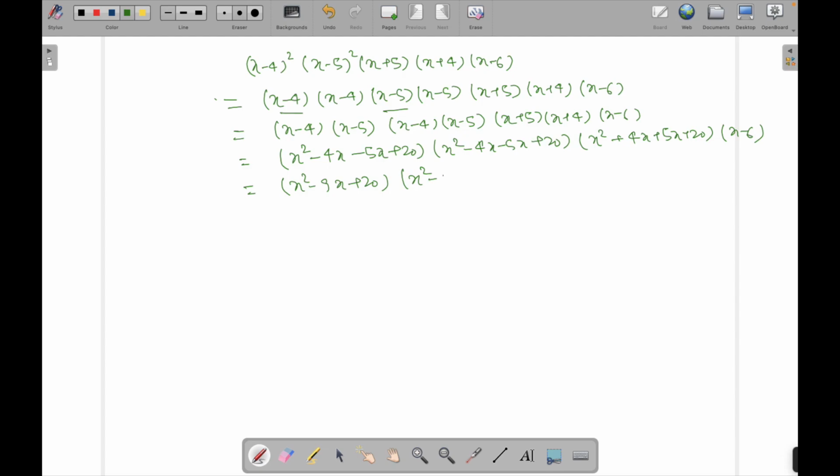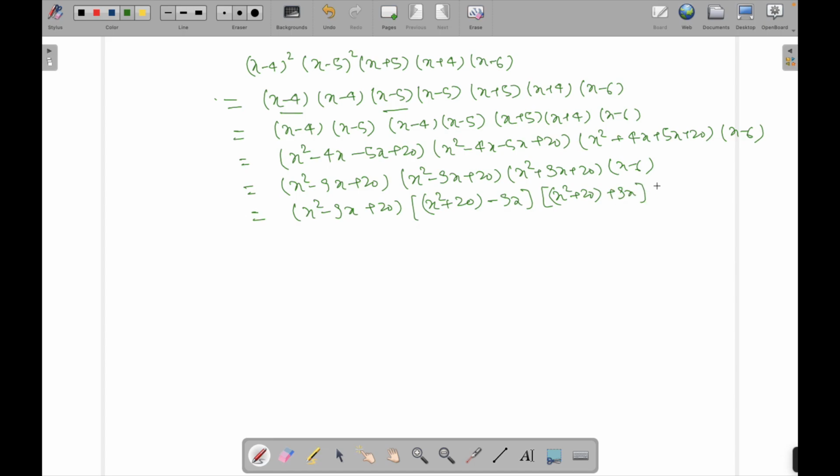So this is one expression which is there, so I'll not touch this. Then this is also going to become x square minus 9x plus 20, and this will become x square plus 9x plus 20, and this is x minus 6. Now I'll keep this as is, x square minus 9x plus 20, but I'll try to rearrange it again. How? I'll rearrange it like x square plus 20 minus 9x, and I'll write this as x square plus 20 minus 9x plus 9x. So now this will again become a plus b into a minus b.